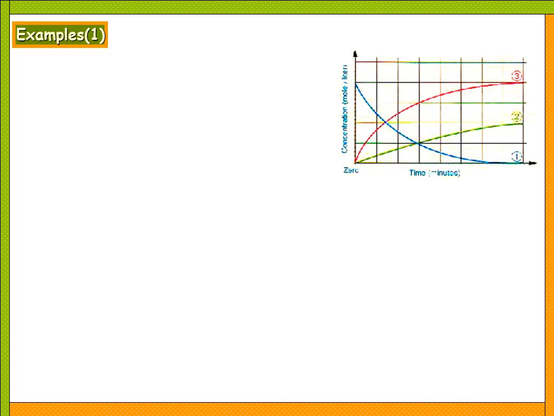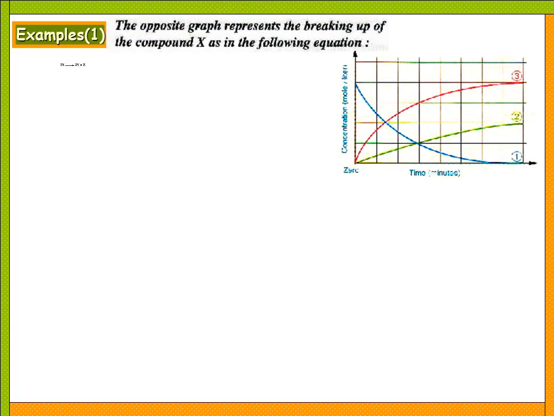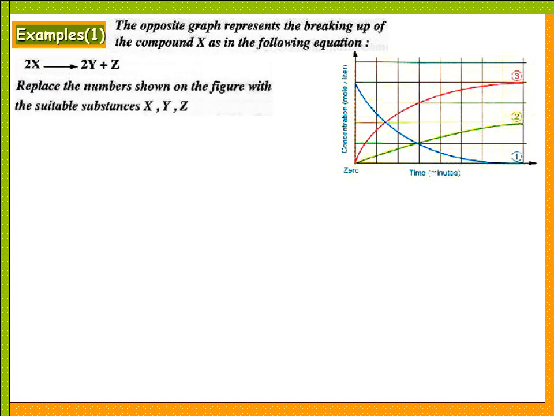Also we have another example for it. We have an exercise that explains the graph, which is in your student book. We have 2X decomposing, or breaking up, giving 2Y plus Z. Number 1 here, the concentration decreases, 2X here. Okay, what is the question? Replace the numbers shown on the figure with the suitable substances X, Y and Z. Give a reason for your answer.